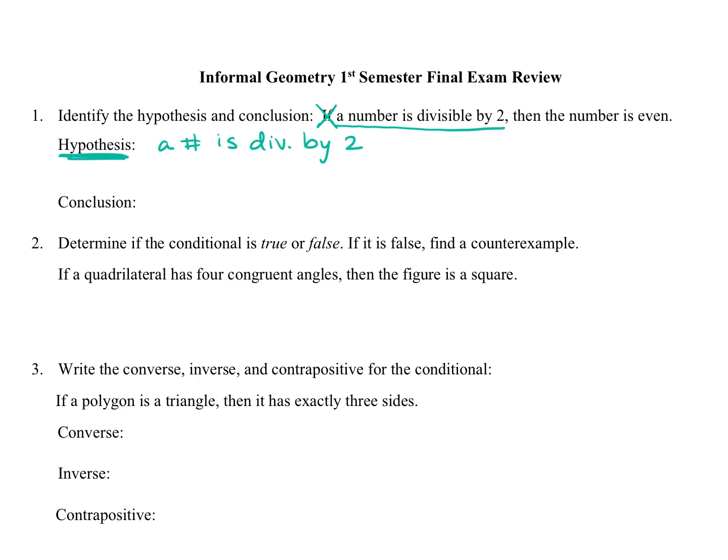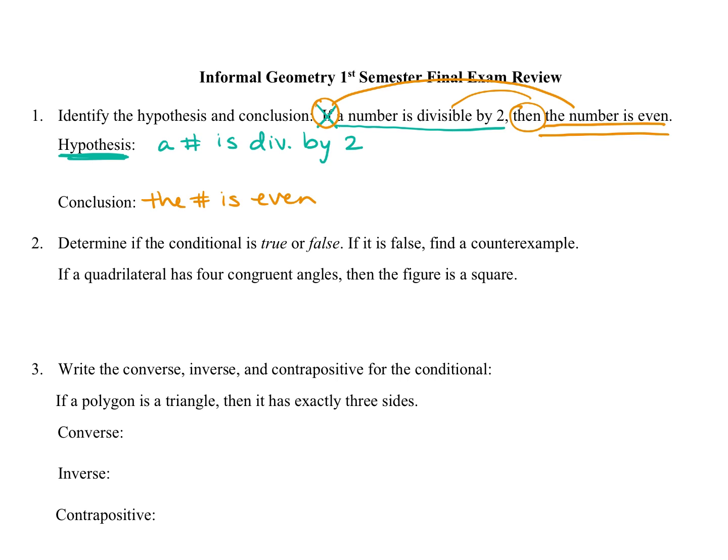What's your conclusion here? The number is even. So why do we take out the "if" and "then" again? Because if I ask you to write the converse of this, remember what a converse is? It switches them. The "if" stays put. The converse would be: if a number is even, then the number is divisible by 2.